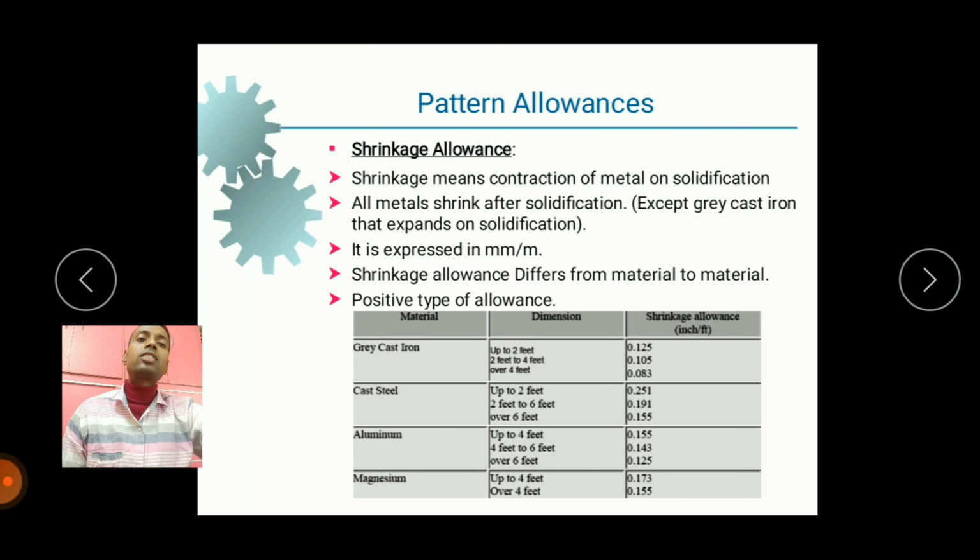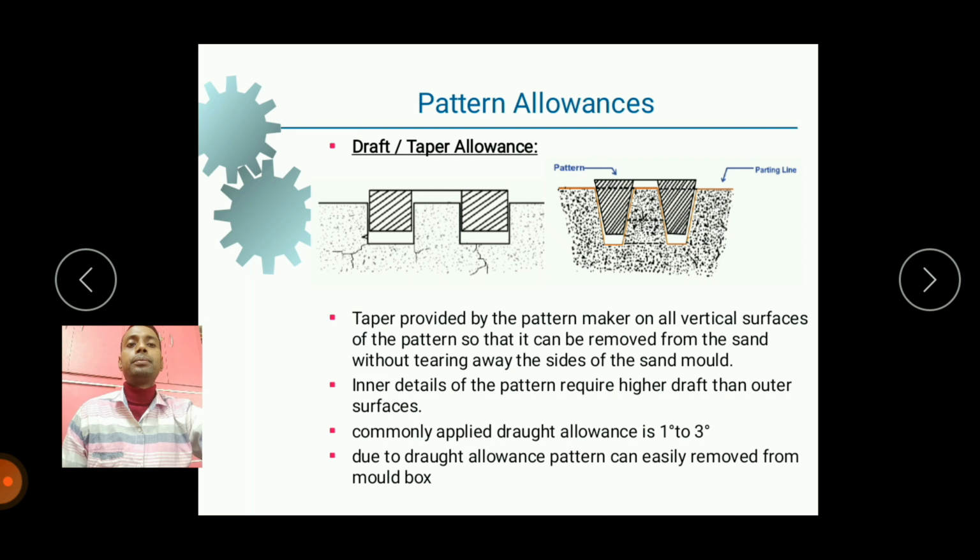Shrinkage means contraction of metal on solidification. All metals shrink after solidification. It is expressed in millimeter per meter. Shrinkage allowances differ from material to material. Positive types of allowances. Some chart is there.